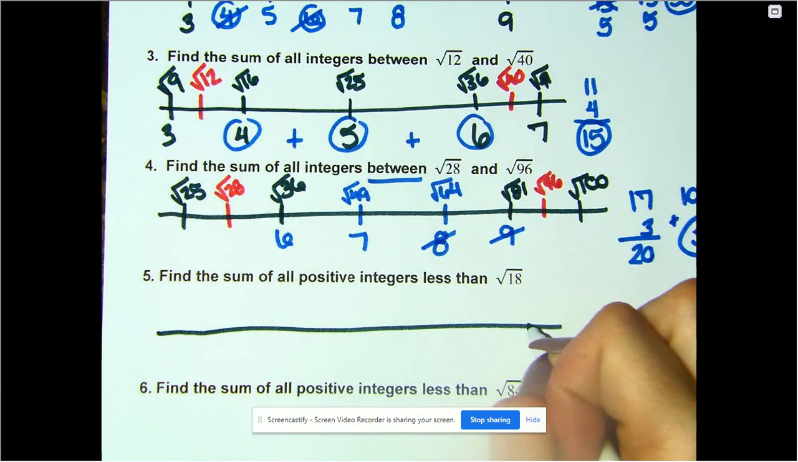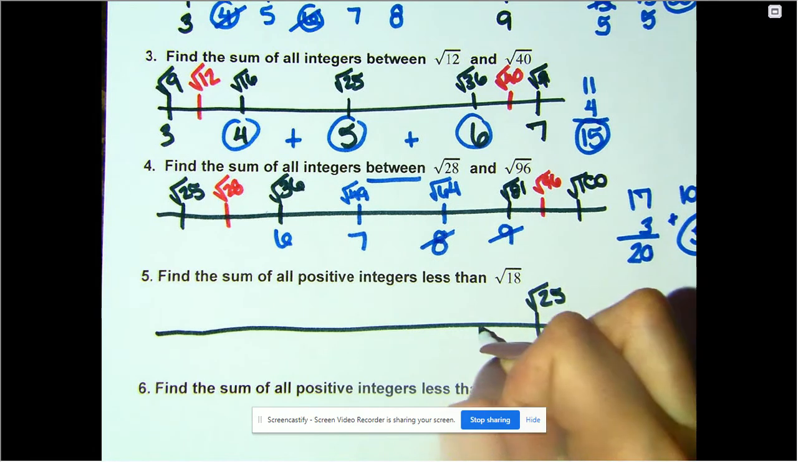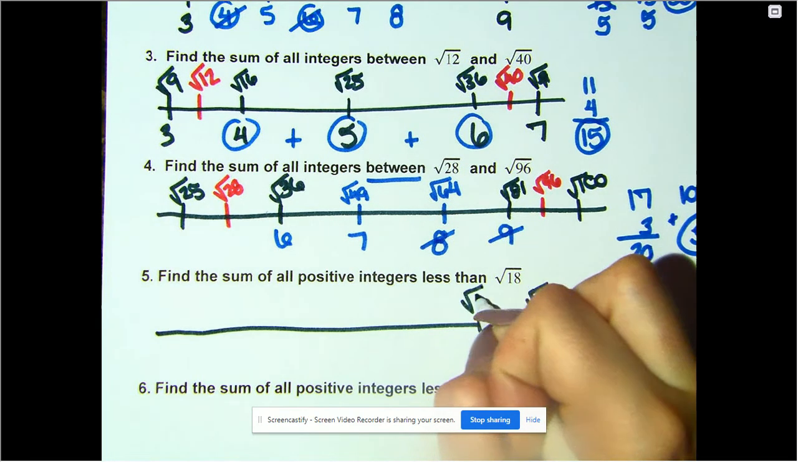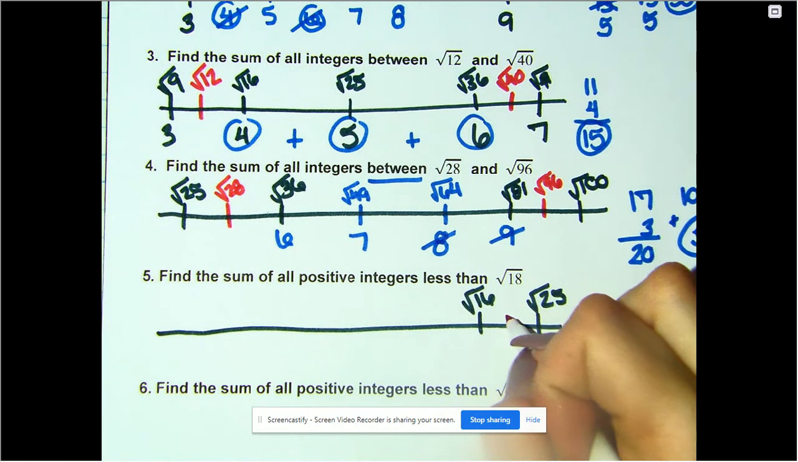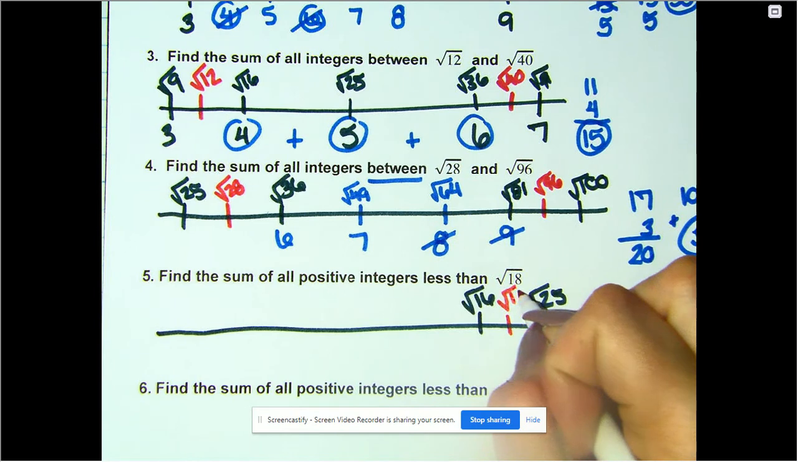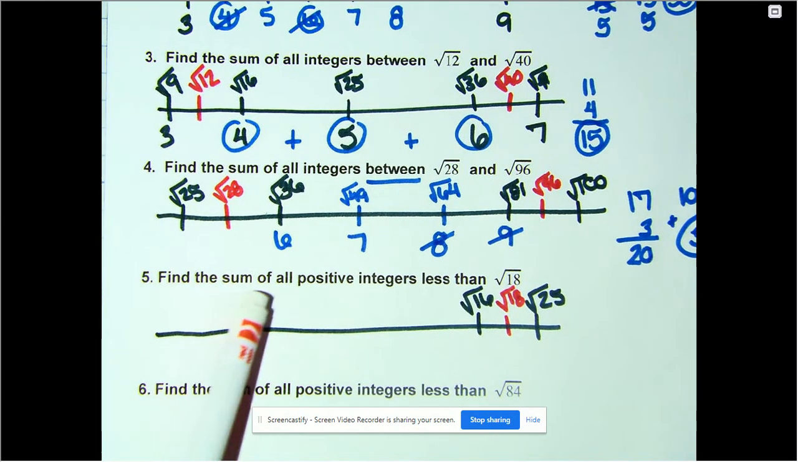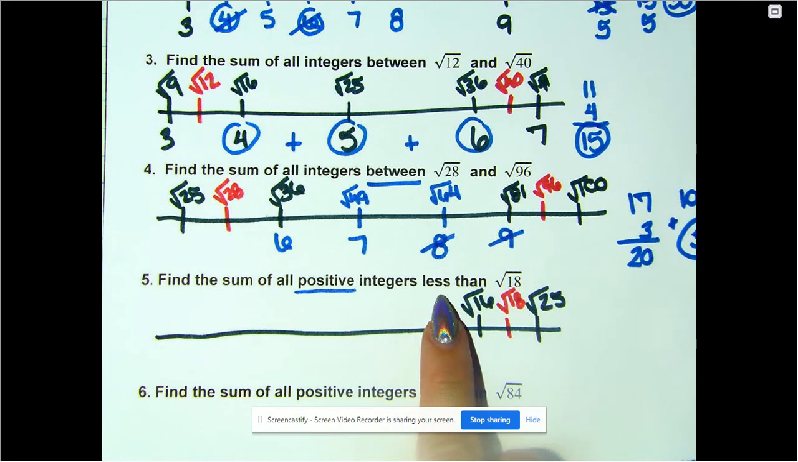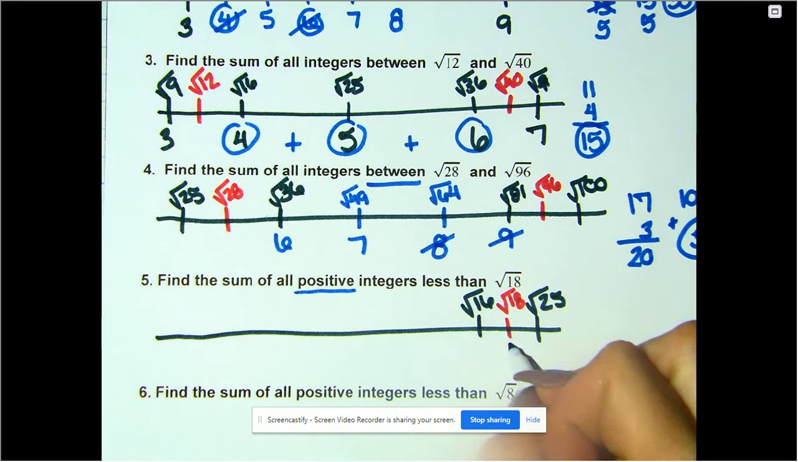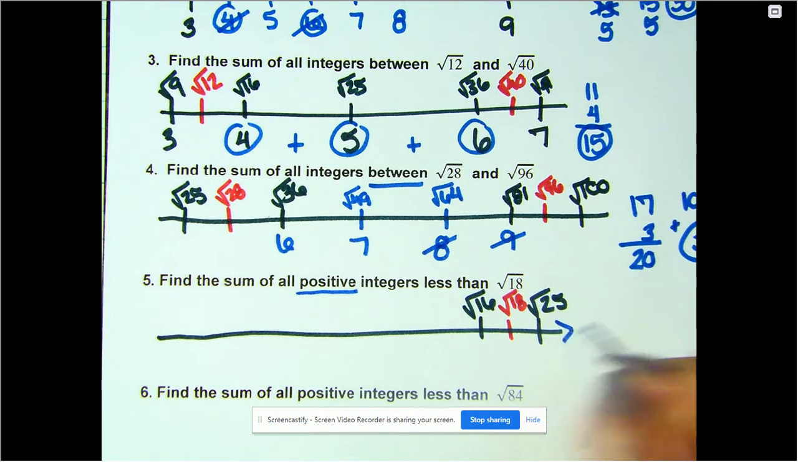So I'm going to put the square root of 25 on here and the square root of 16, because that is where the square root of 18 fell between, which is also a skill in a previous video if you want to take a look back at that if you're struggling just a little bit. Okay, and so our integers, sum of all positive, that is a keyword, so we're not going to go into the negatives. Integers less than, so if I have the square root of 18, which is here, the square root of 25 is greater than on my number line, because the number line increases in this direction.